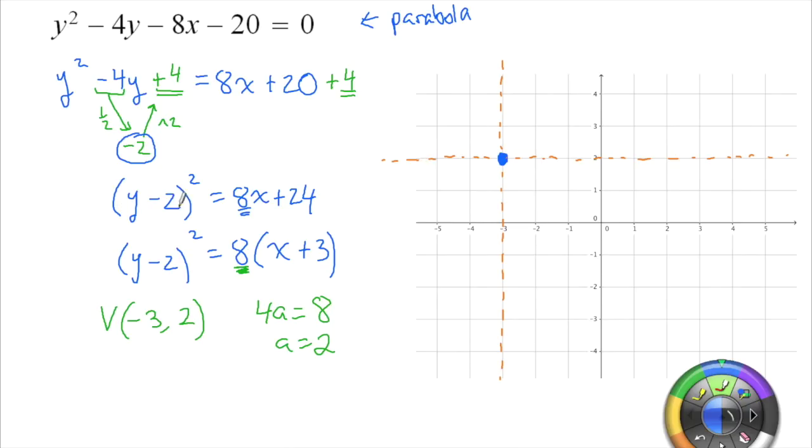Now because it's y squared, it's going to be facing left or right. Because the a is positive, this thing is definitely going to the right. So when we draw in our focus, it's 2 units to the right.